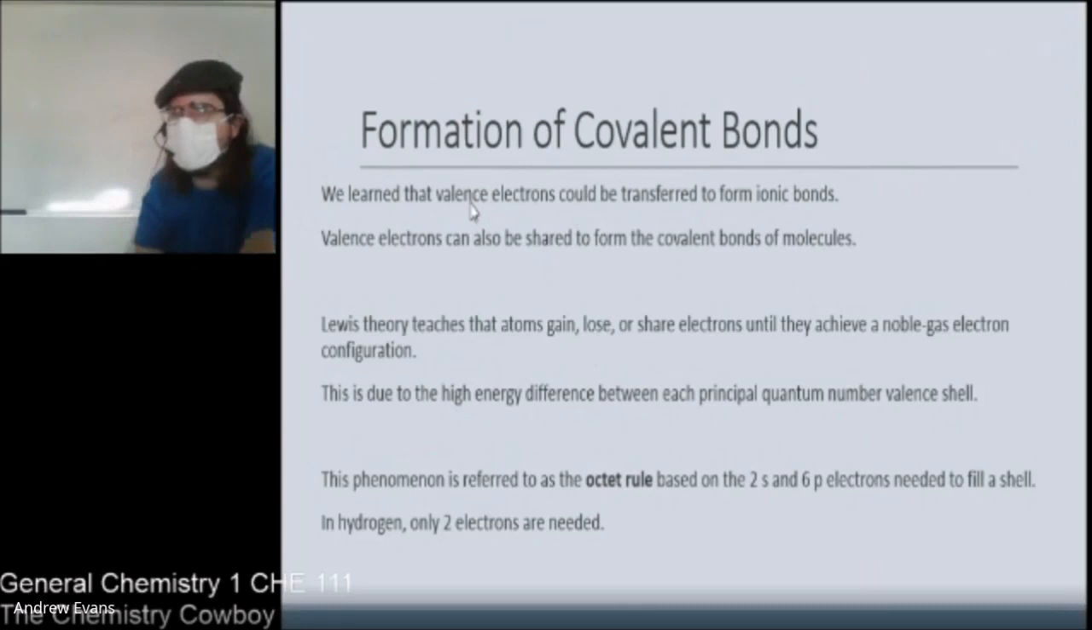Now this phenomenon we're going to call the octet rule, named after the fact that there's 2 s and 6 p electrons that can be held, thus making that 8. We're going to try to achieve 8 electrons, or an octet, around just about every atom. There's only one real exception, and that is hydrogen. Hydrogen can only have 2 because it only has the 1s orbital. So that's only going to ever need 2 electrons. But other than that, every other atom can hold at least 8. And we're going to strive for 8.